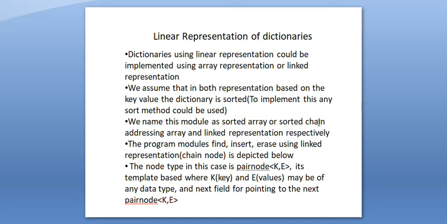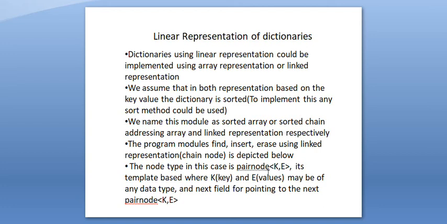Sorted array and sorted chain are not included in your syllabus, so I'll just tell you how this looks pictorially. For this program explanation, we will be using a sorted chain. Since it is a chain, we will be using linked representation for constructing the dictionary elements. In linked representation, each node would have 3 fields, and the node we call a pair node. It will have key and value fields.